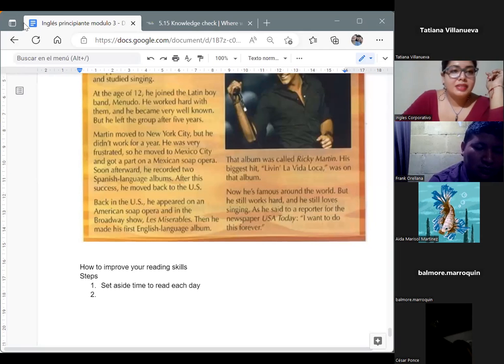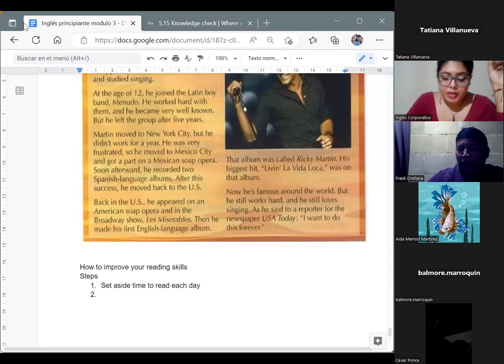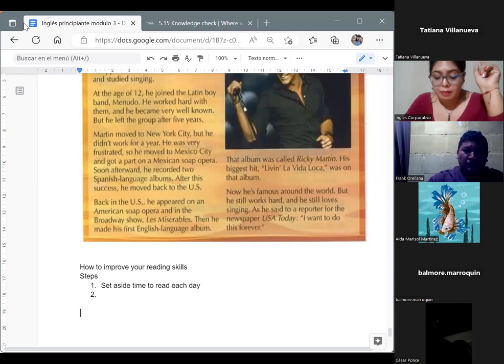Bueno, gracias. Okay, set aside time to read each day. One of the most effective ways to build your skill is to practice. Developing your reading skills will ultimately take practice and you can set aside 10 to 15 minutes.